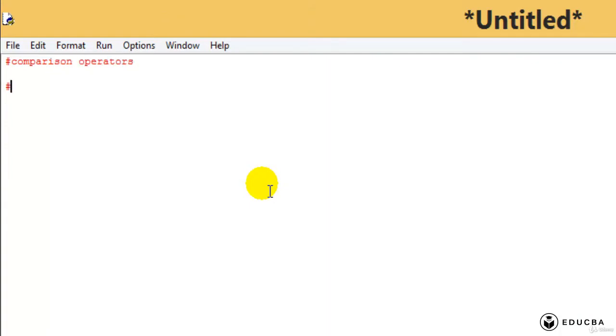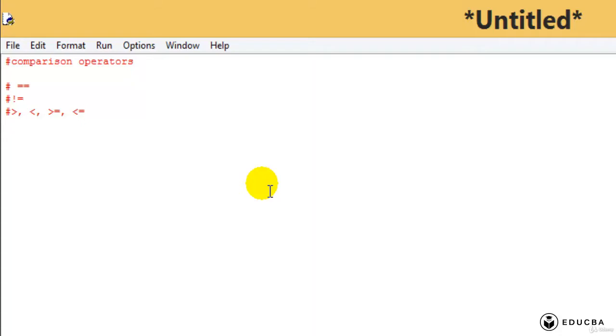So you're going to have either equal to, if you want to compare whether both values are equal to each other, or not equal to, or greater than, or less than, or greater than or equal to, or less than or equal to. So there are different ways you can compare values with a comparison operator. We have gone through a lot of these operators.